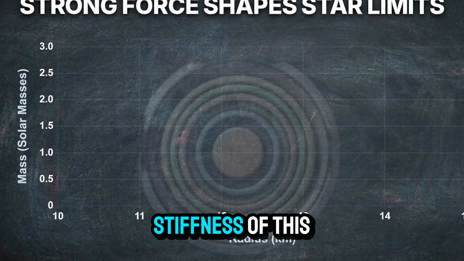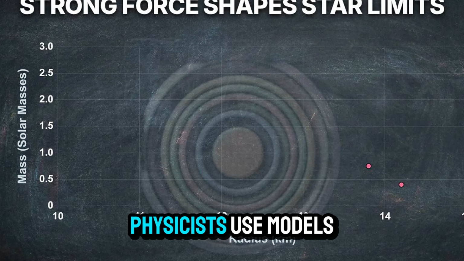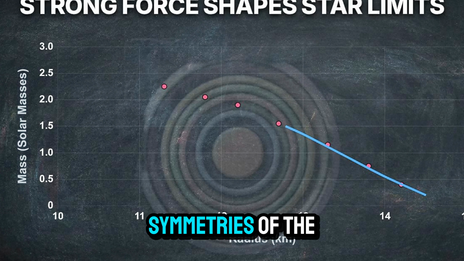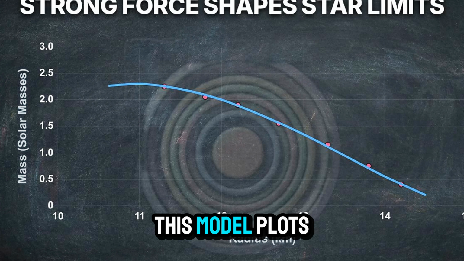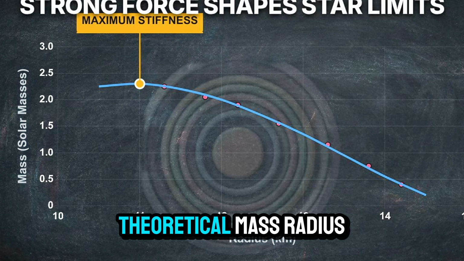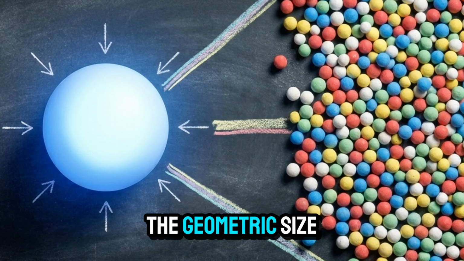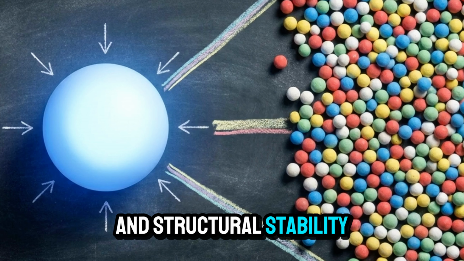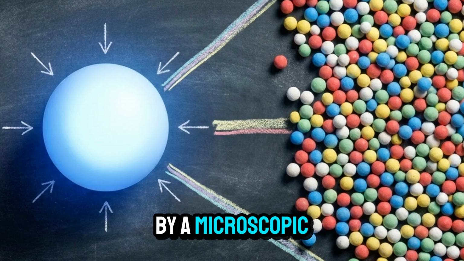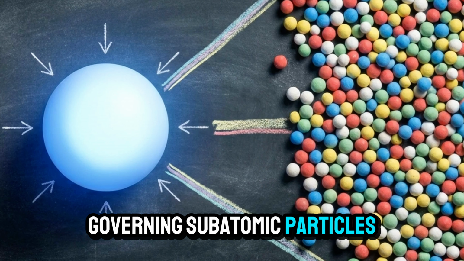To calculate the stiffness of this neutron fluid, physicists use models like chiral effective field theory. By mapping the symmetries of the strong nuclear force, this model plots how much resistance the core provides, directly shaping the theoretical mass-radius curve. The geometric size and structural stability of an object heavier than the Sun is maintained entirely by a microscopic rule governing subatomic particles.